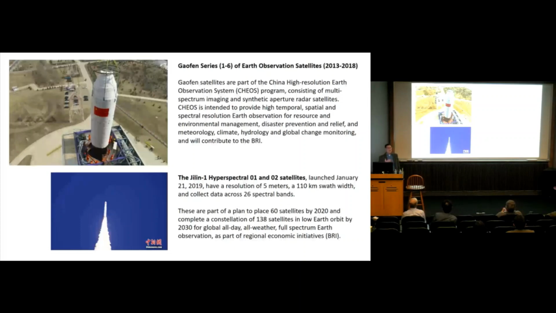So these satellites are part of a plan to place 60 satellites by 2020 and a constellation of 138 satellites in low Earth orbit by 2030 for global coverage, all day, all weather, full spectrum, or as close as they can get.